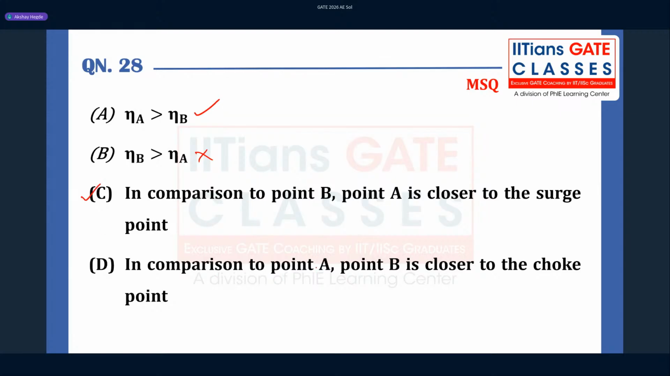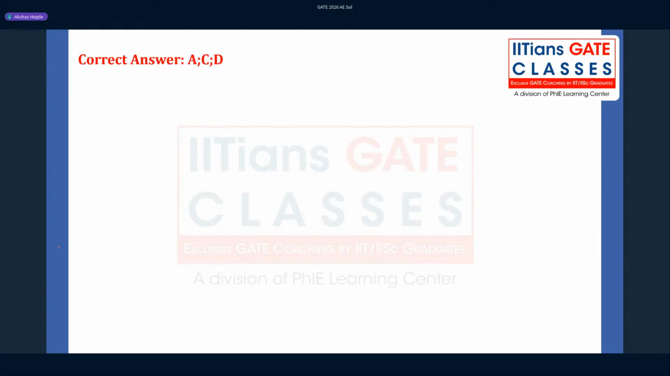Then in comparison to point A, point B is closer to the choke point. Yes, because point B is closer to maximum mass flow rate. When the mass flow rate becomes constant, or chokes, that condition we have at point B, which is closer to the maximum mass flow rate condition. So statement D is also correct. So A, C, and D are the correct statements. Yes.